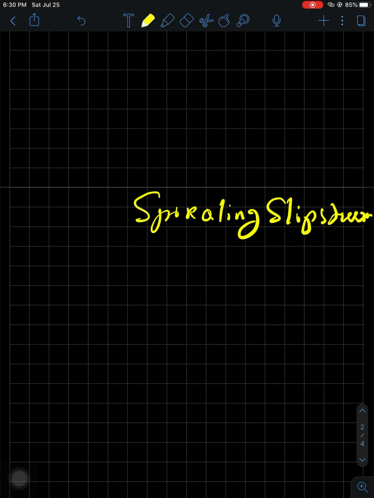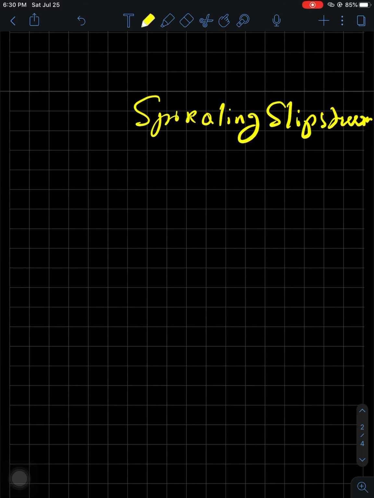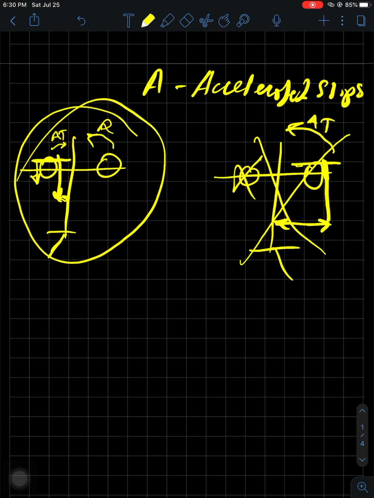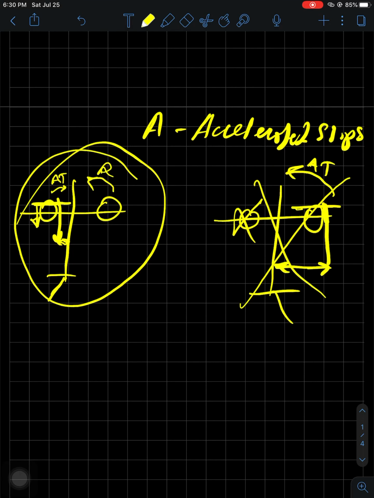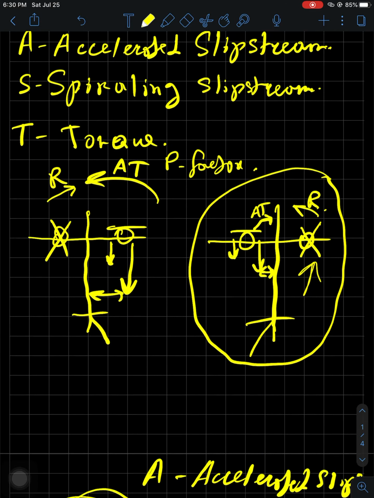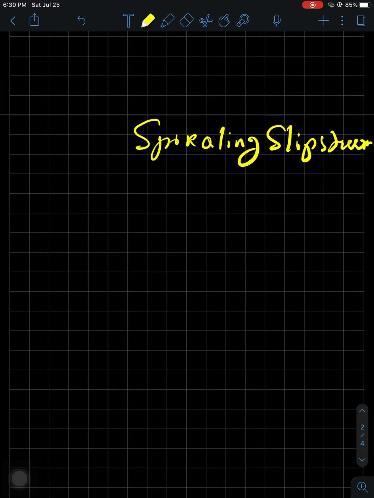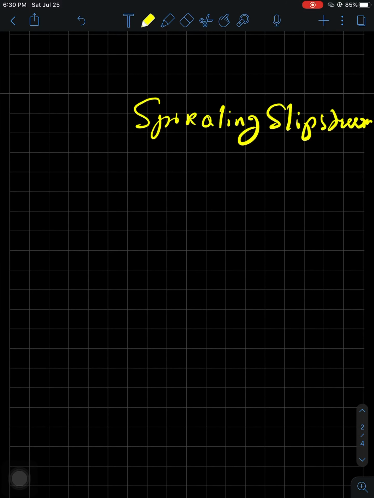Coming down to spiraling slipstream, a yaw. I'm sorry. So here, accelerated slipstream, we will roll in pitch, and then P factor we yaw, and then coming down to spiraling slipstream. Your spiraling slipstream is basically a spiral slipstream from the left engine hits the vertical stabilizer from the left, helping to counteract the yaw produced by the loss of the right engine.